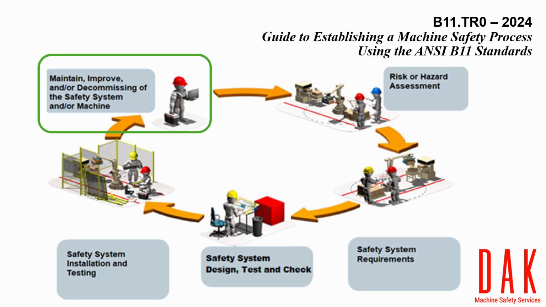Requirements for modifications to a machine along with normal maintenance requirements for the safety system can be found in B11.0. The decommissioning of a machine may create hazards that have not been part of the normal operation and maintenance. A risk assessment for the decommissioning activities may assist in identifying which requirements from B11.0 apply. We have completed the entire life cycle of the machinery with B11.TR0, Guide to Establishing a Machine Safety Process using the B11 Standards. B11 series standards and technical reports can be purchased at B11.Standards.org.